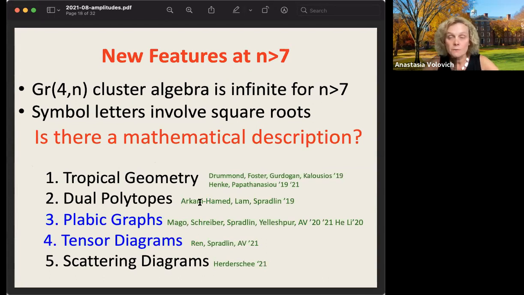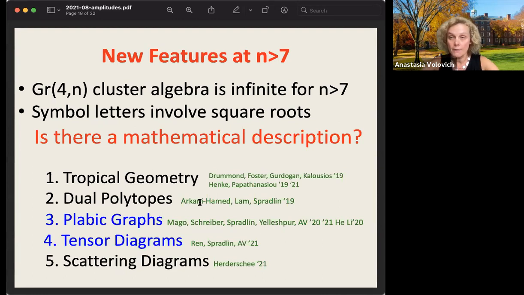Okay, so there have been several approaches to this. I've listed five. At last Amplitudes, we heard from James and we heard from Mark. James et al. and collaborators have an approach using tropical geometry. I'll have one slide of that, but you heard James's beautiful talk at last Amplitudes. And there's also an approach using dual polytopes, and Mark gave a talk at last Amplitudes on that. I'll have one slide about that.